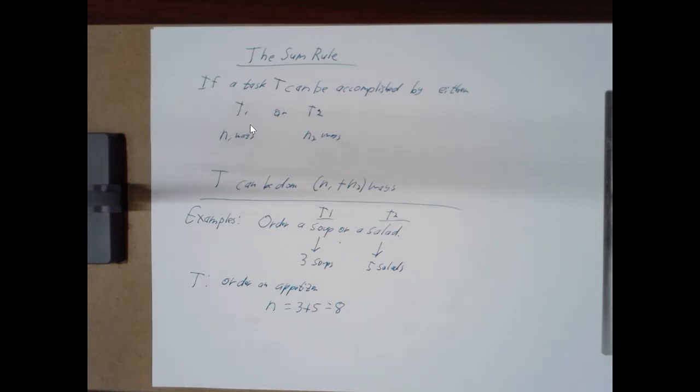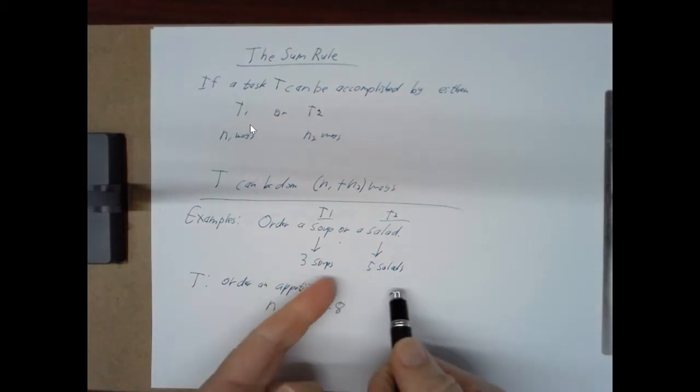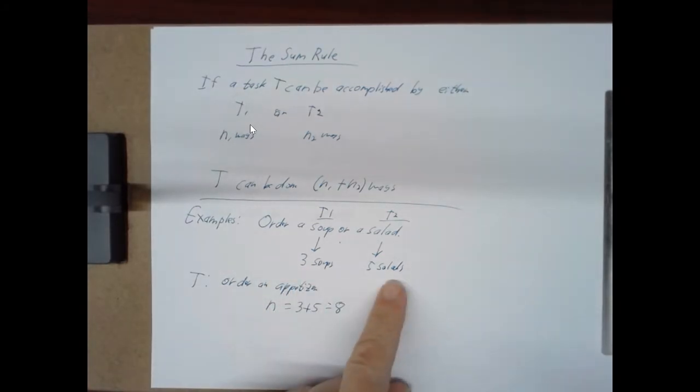And this should make some kind of sense, right? You're allowed to do either this or this. If you do this, you've got 3 options. If you do this, you've got 5 options. So in total, you've got 8 options. That's all there is to the sum rule.